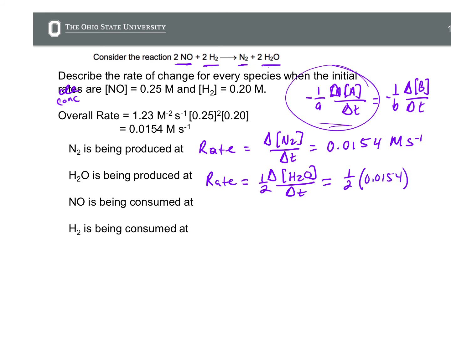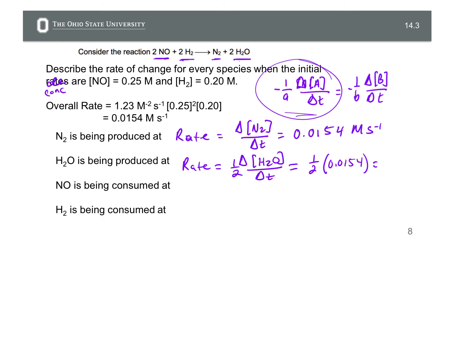And so we can plug in that overall rate, 1/2 of that value, to get the rate of appearance of H2O. We get, oh, I'm sorry. Nope, take that back. Erase it, everyone erase. Sorry.